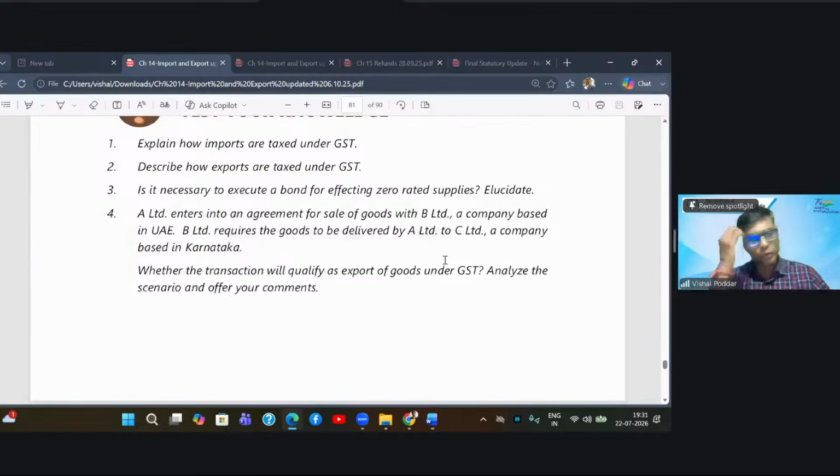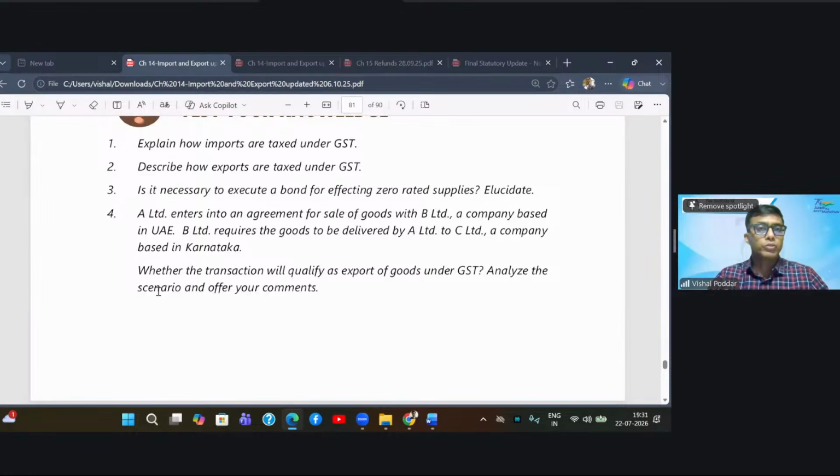Now let us go to a few of the test knowledge questions. A Limited enters into an agreement for sale of goods with B Limited, a company based in UAE. B Limited requires goods to be delivered by A Limited to C Limited, which is a company in Karnataka. Whether the transaction will qualify as export, analyze the scenario, offer your comments.